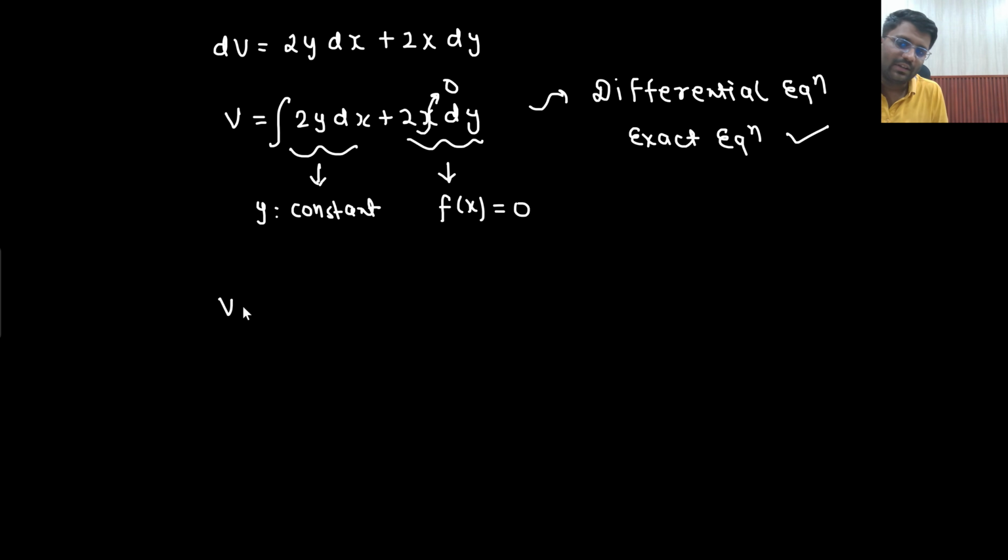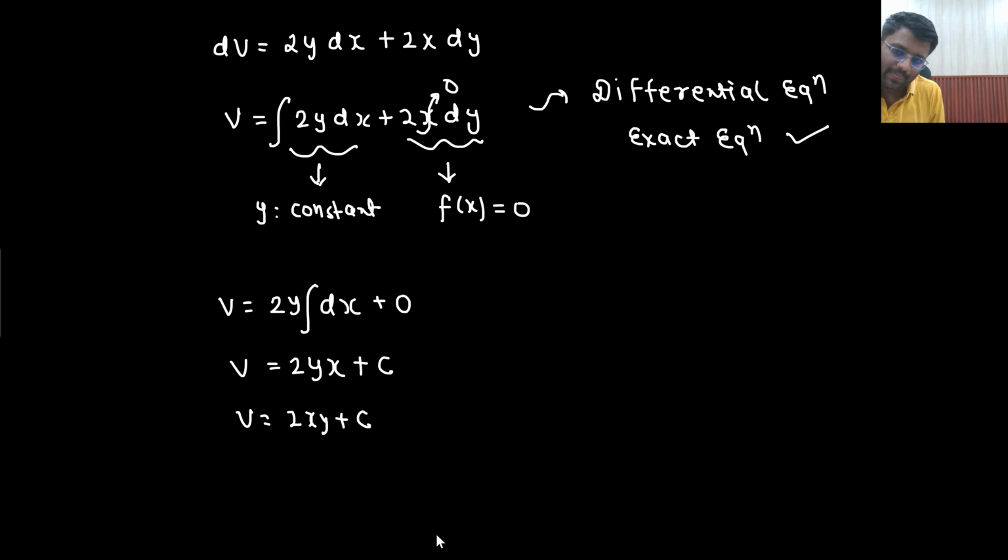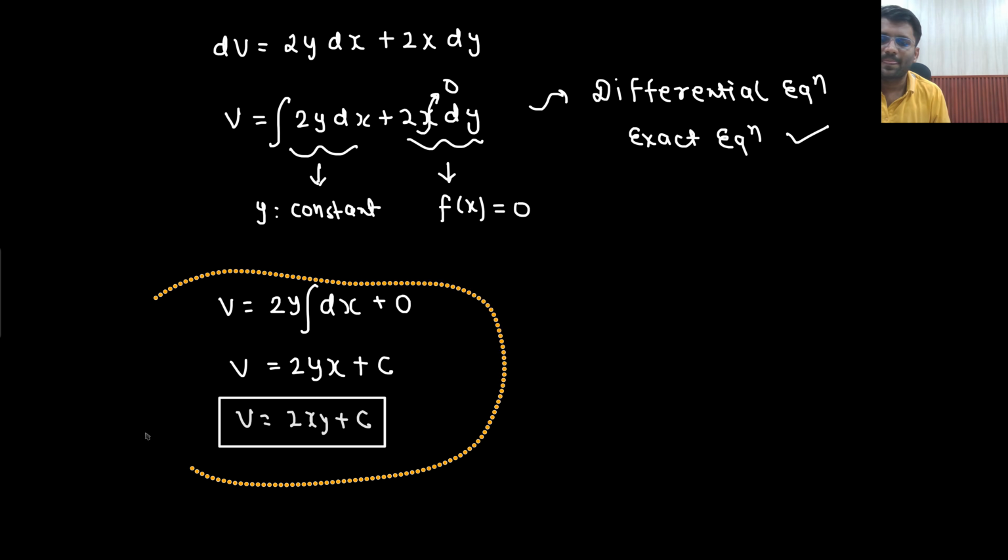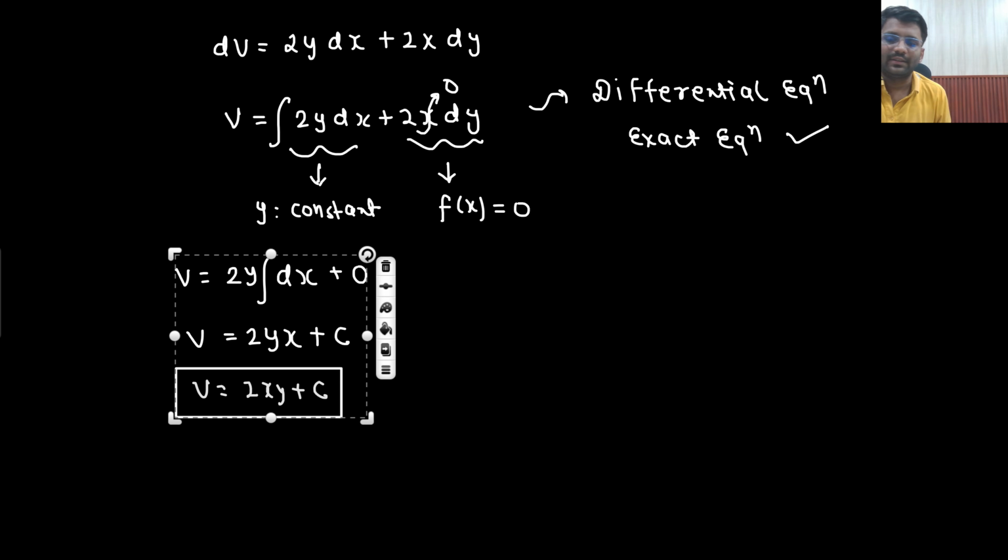So what are you left with? Sir, v will simply come out to be, y will be treated as constant, plus this will be 0 only. This will be completely 0, because if x is going to 0, 0 into dy will be 0 only. What answer are you getting? So v is coming out to be 2yx plus some constant value is also possible. So this is the value of v you are getting, which is 2xy plus c. This is the v we are getting.